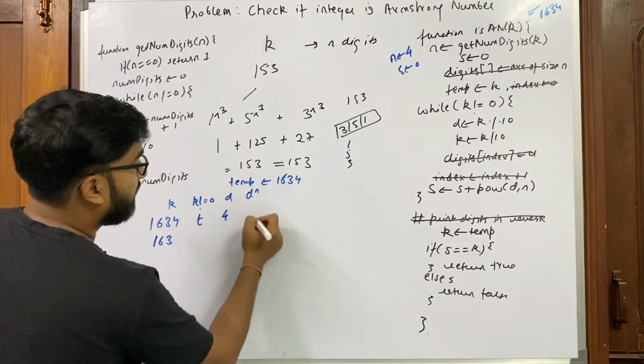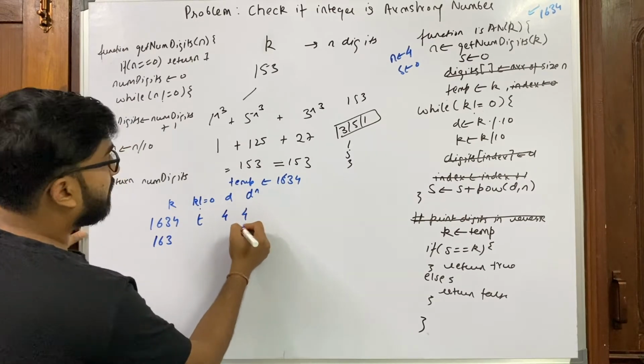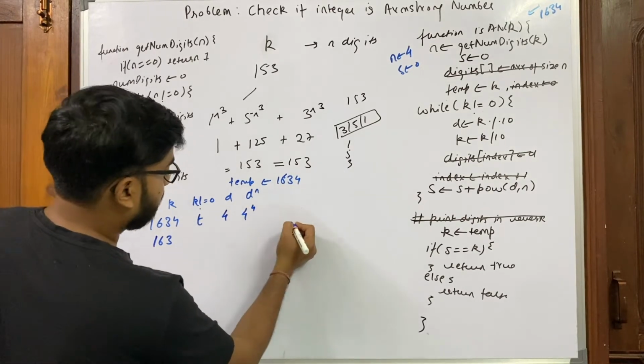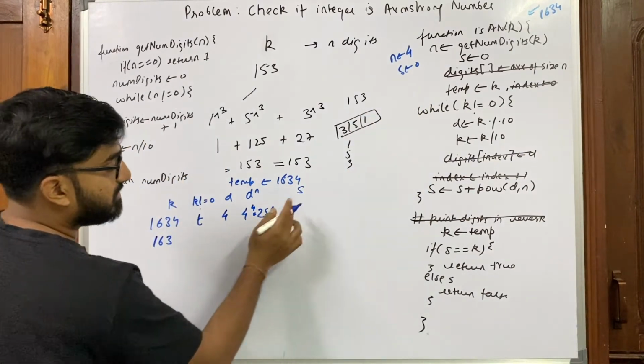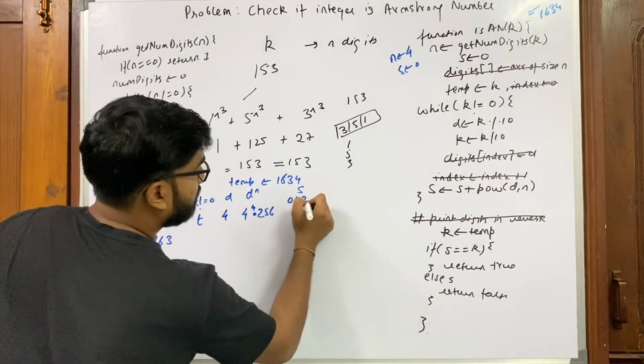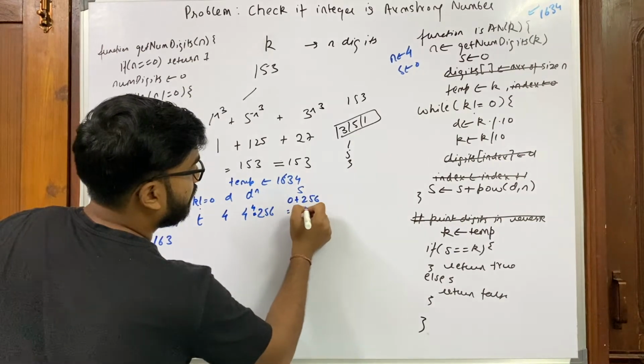So d to the power n is going to be 4 to the power, what is n? 4, which is 256. Okay. So s was 0. You add 256 to 0. It becomes 0 plus 256 is equal to 256.